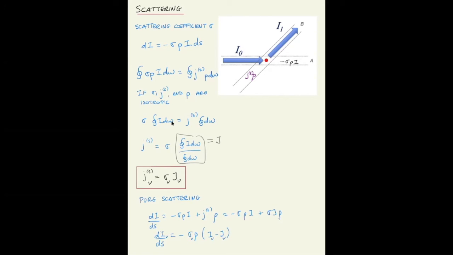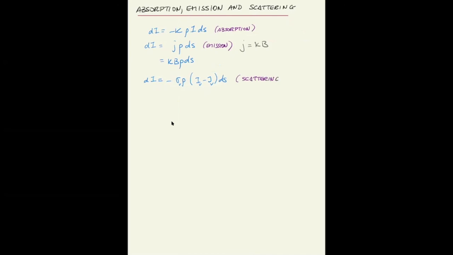Now let's reinstate the true absorption and the true emission. For the true absorption, you have minus kappa rho I ds. And for true emission, you have dI is equal to j rho ds. Now, write the j in terms of Kirchhoff's first law. Imagine that you have a black body. j is equal to kappa times B. So you can write the emission as kappa B rho ds. And now add the scattering to it.